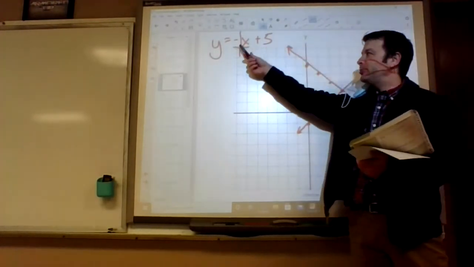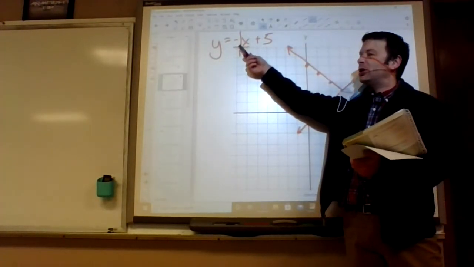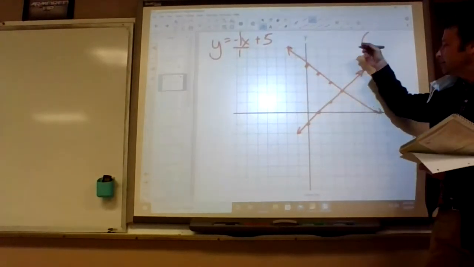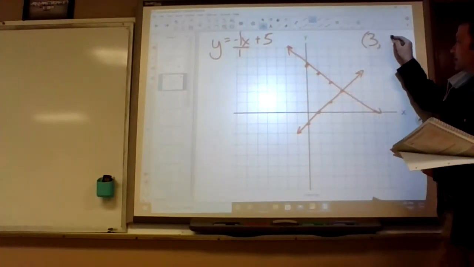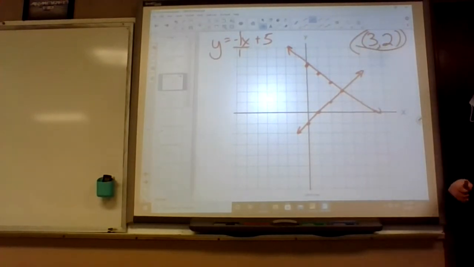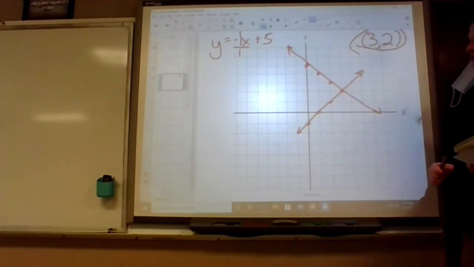By the way, the slope on this first line was negative 1, not negative 1x. Negative 1 is the slope. Okay, anyway, 3, 2 is the answer. The graph is basically just the work. Do that. That's 2.